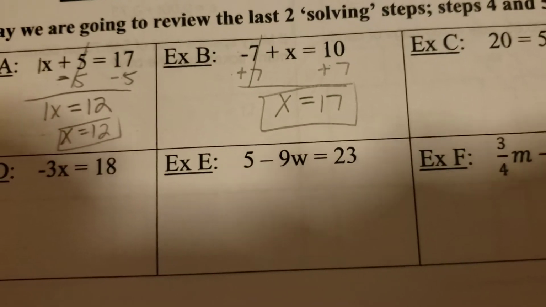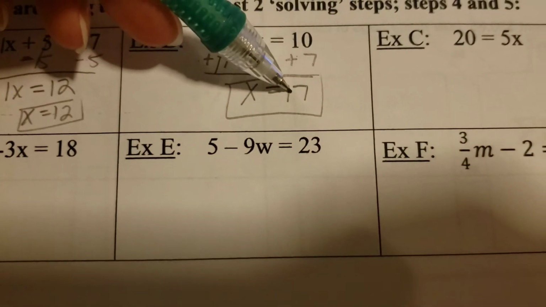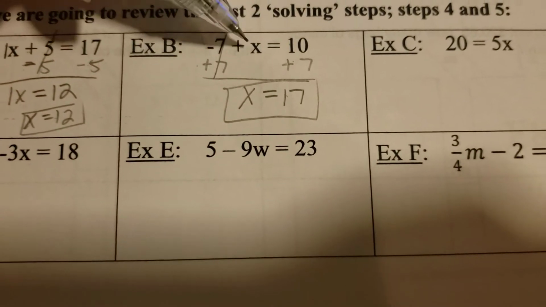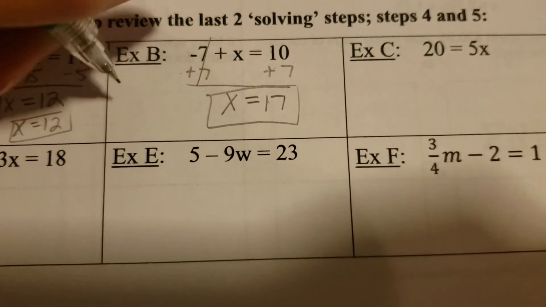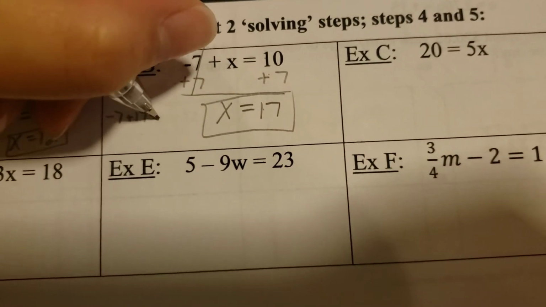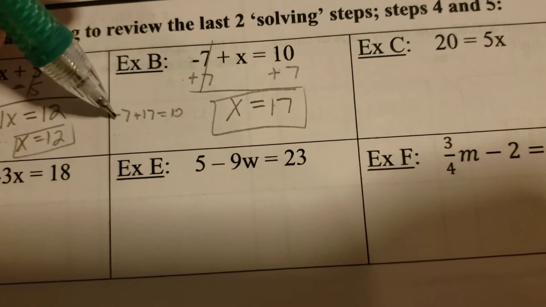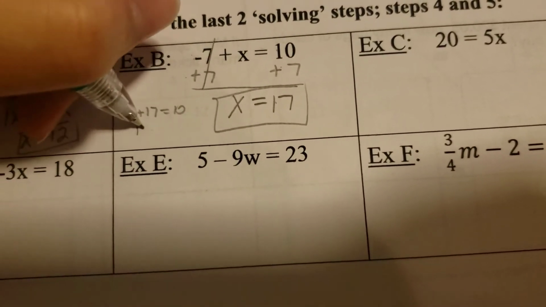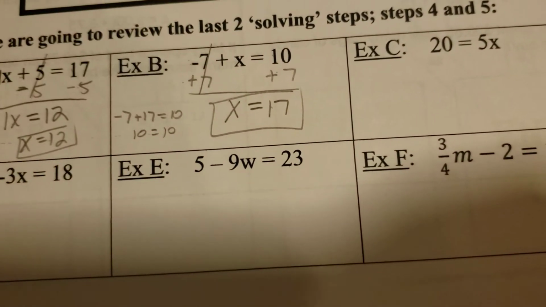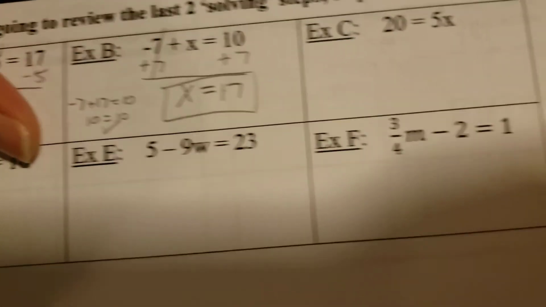And you can always check your work by plugging the number that you got in for the x variable. So I would do -7 plus 17 equals 10. And so I would calculate this. -7 plus 17, that's 10. And is 10 equal to 10? Yes, so you know you did it right. So you can check it.